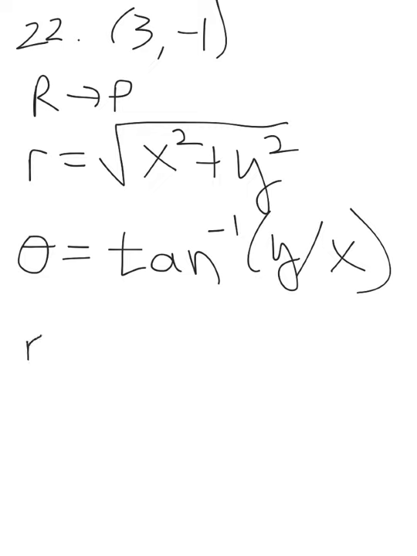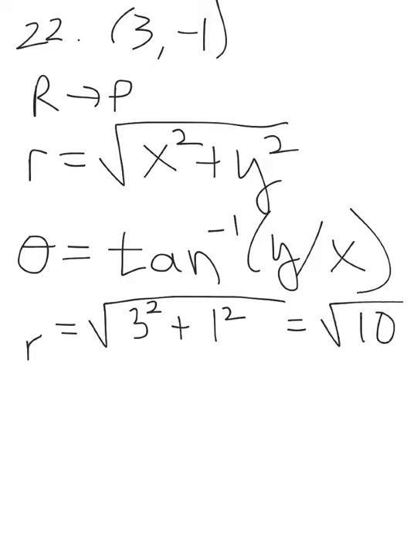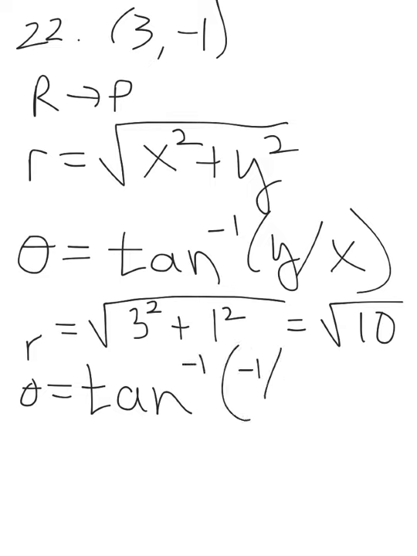So if we first want to find r, we're going to go root 3 squared plus 1 squared. Note, I can suppress the negative, because if I have negative 1 squared or positive 1 squared, both of them would turn positive. So if I have 3 squared plus 1 squared, that would give us root 10, 9 plus 1. And now theta, if I do tan inverse of y over x, negative 1 over 3.